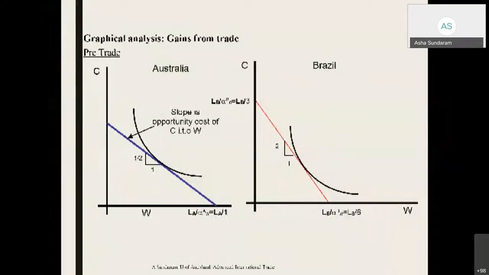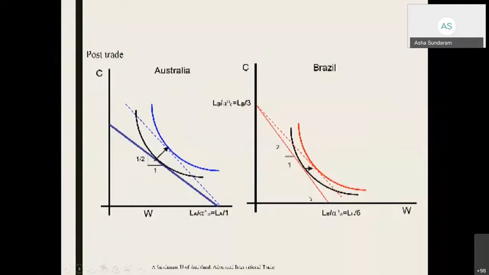The second question: is trade a good thing? Are there going to be gains from trade? So what happens when countries open up to trade? The price lines are going to rotate. Okay, so what happens in Australia? Well, Australia has a comparative advantage in wool. If it has a comparative advantage in wool, with international trade we know that the price of wool relative to coffee is going to go up, right?